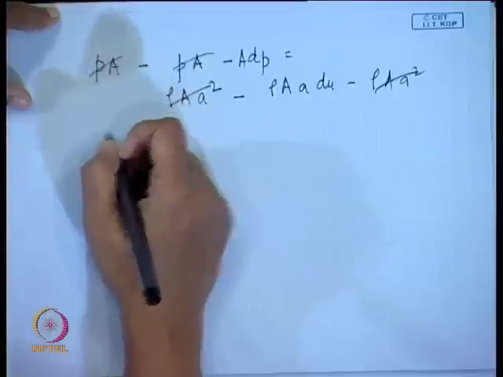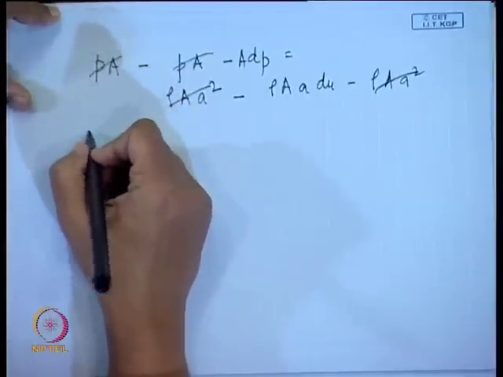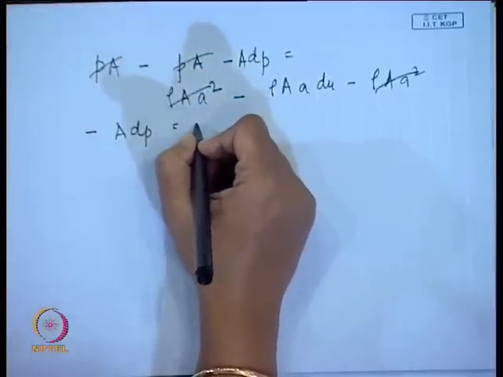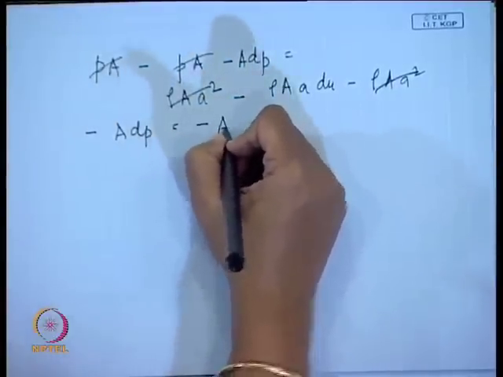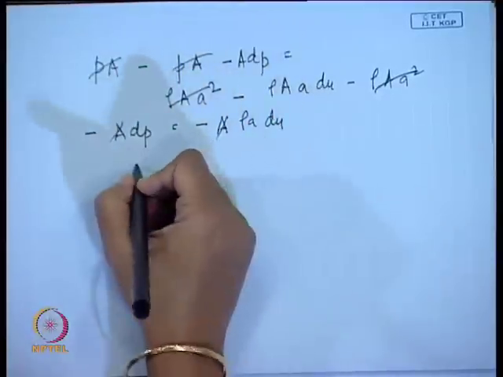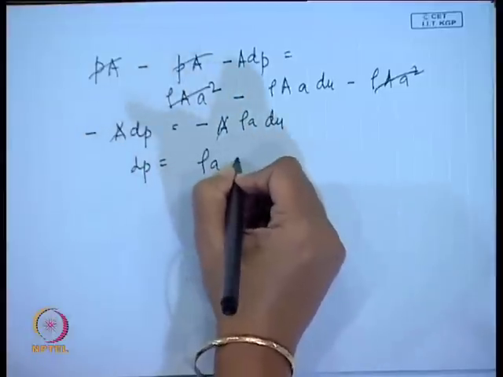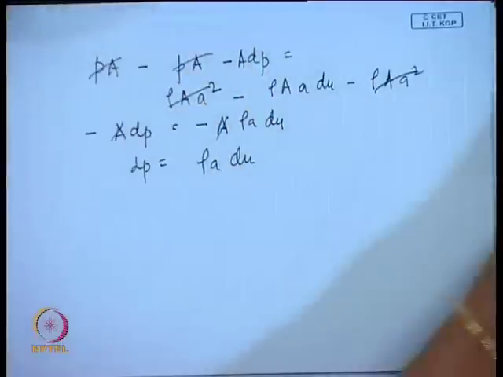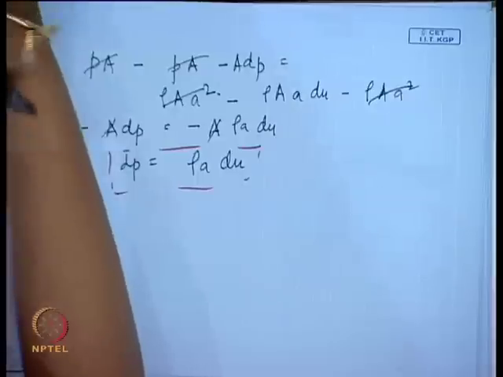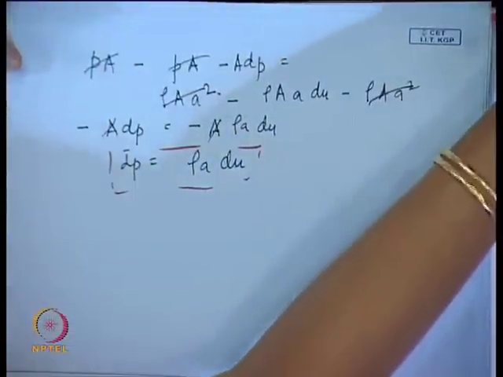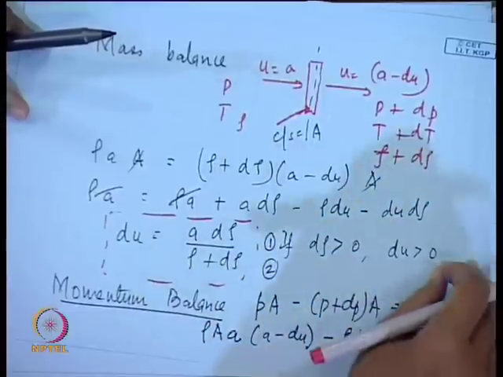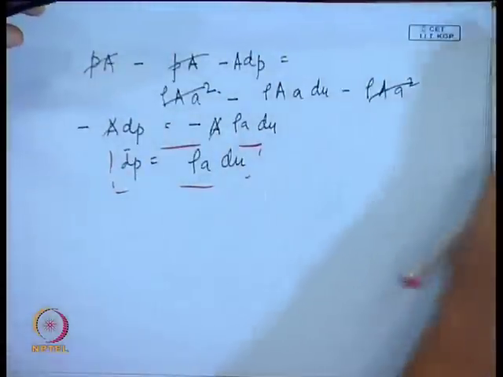So, finally, what are we landed up with? We are landed up with minus A d P equals minus A rho a d u. The A's also cancel out, or in other words, d P is nothing but equal to rho a d u. This is the thing that we get, and for the expression of d u, we can substitute d u from this particular expression. Is not it? So, if we do it, then on substituting, what do we get?